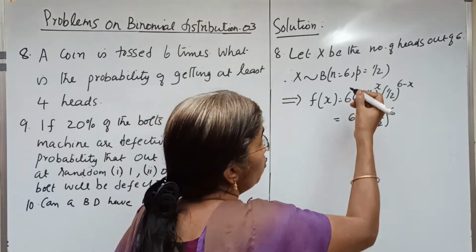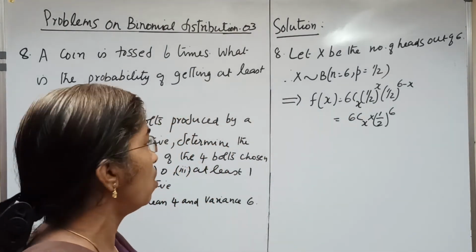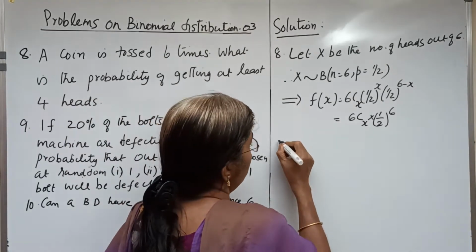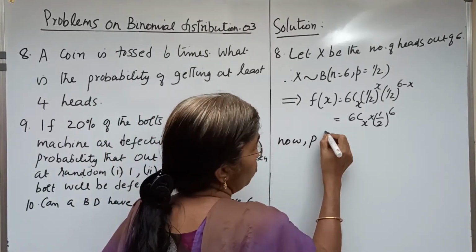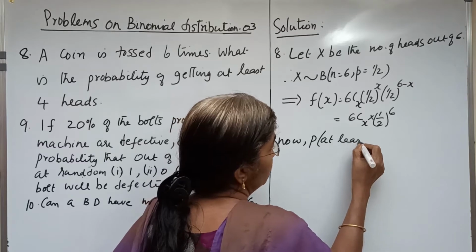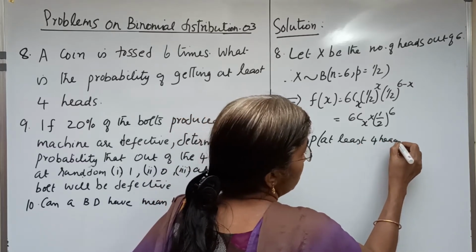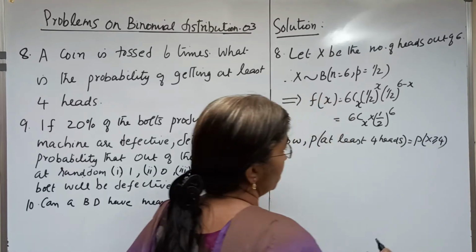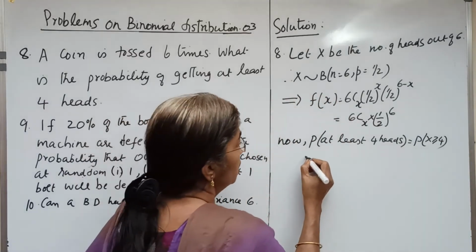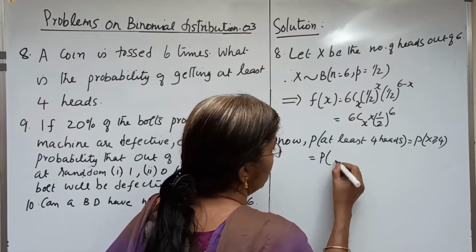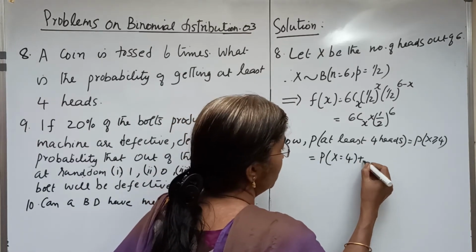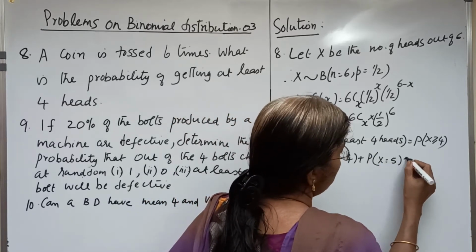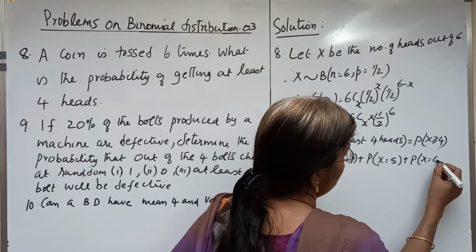Okay. Now we require the probability of at least 4 heads. Therefore, the probability of at least 4 heads, in the sense the probability x greater than or equal to 4, isn't it? X greater than or equal to 4. That is equal to the probability x equal to 4 plus the probability x equal to 5 plus the probability x equal to 6.